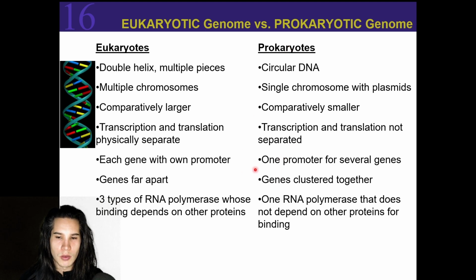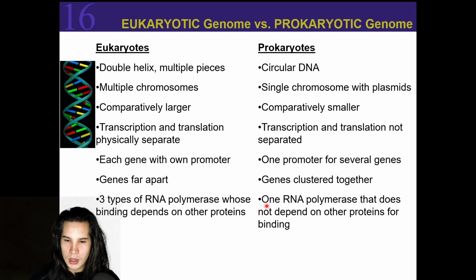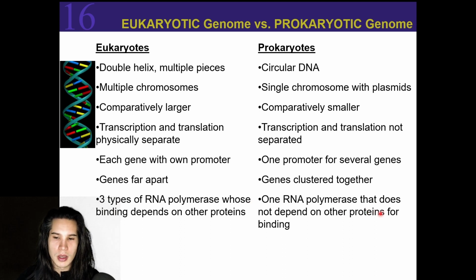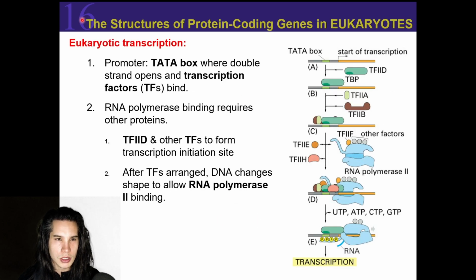Oftentimes prokaryotes will have one promoter, as we saw earlier, for several functional genes. Usually those genes are going to be related to one another in function, and prokaryotes' genes are going to be clustered together. And typically one RNA polymerase is going to be used and is not going to depend on other proteins for binding. So let's look at eukaryotic transcription.